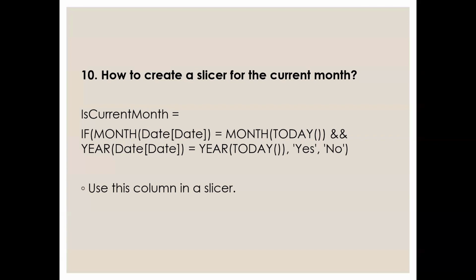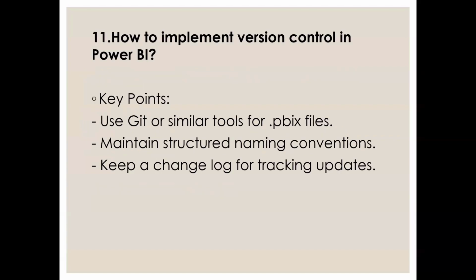Okay, it's very simple. And then how to implement version control in Power BI. So if you're working on a team project, then version control is super important. So what you can do is use Git for .pbix files, meaning for Power BI files you can use Git. Okay, and then follow some kind of structured naming because we need version numbers, right? So v1.0 or v1.1, version 1, version 2, like that. Okay, and then maintain a change log.